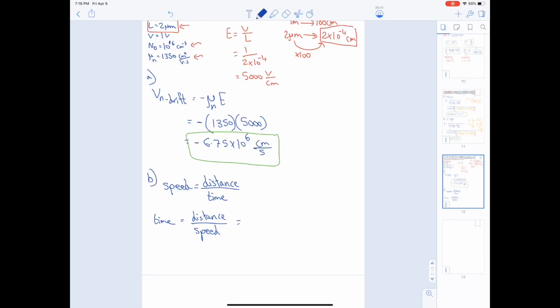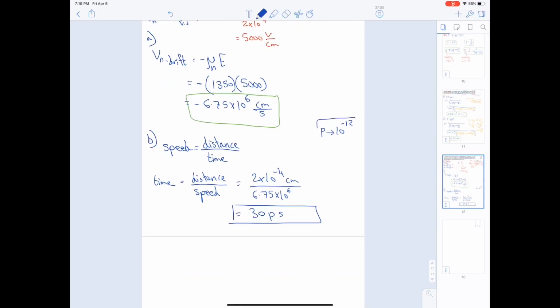The distance is 2 times 10 minus 4 centimeter. We said we need the centimeter rather than the meter. Divided by 6.75 times 10 power of 6. This will result in 30 picoseconds. What is pico? Pico is 10 power of minus 12. Okay? Side note.